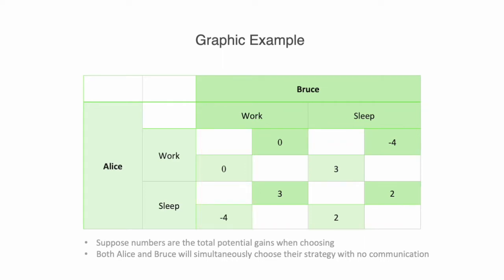When we see it in detail, if Bruce chooses to work, then Alice will choose to work, since 0 is greater than -4. And if Bruce chooses to sleep, Alice will choose to work as well, since 3 is greater than 2. Similarly, if Alice chooses to work, Bruce will choose to work. And if Alice chooses to sleep, then Bruce will choose to work as well. Therefore, for both of them, work is the dominant strategy and sleep is the dominated strategy, where the top left corner is our Nash equilibrium.